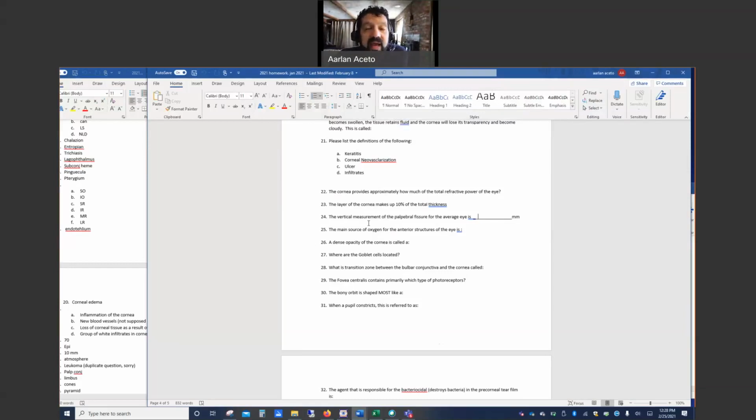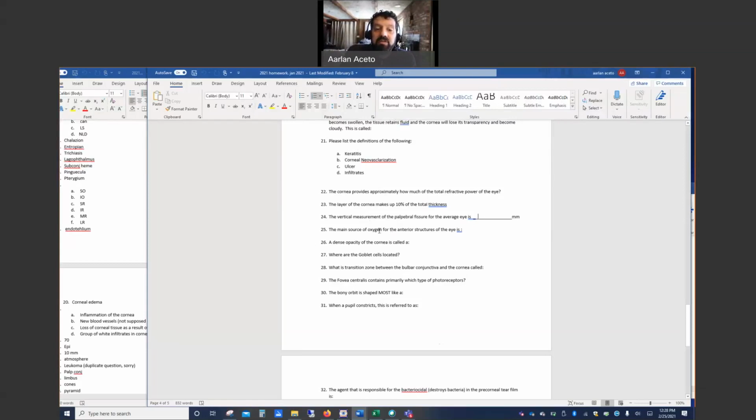In the book, I got 10 millimeters. 10 was fine. 11 I gave you credit for. Anything outside of that, 14 or 15, is absolutely wrong, unless you have somebody who's got very droopy eyelids or they're very surprised all the time. But from the reading, again, the average vertical measurement of the palpebra for the average eye is, we're looking for 10 millimeters.